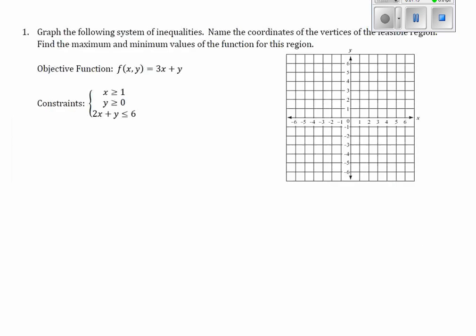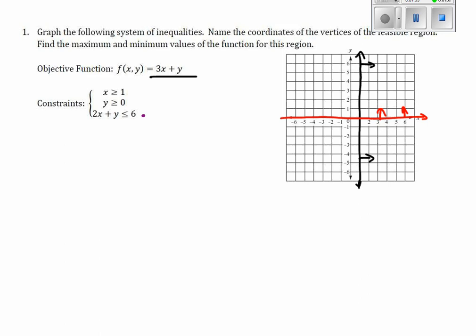All right, so let's walk through one simply here. You've got x greater than or equal to 1, y greater than or equal to 0, 2x plus y less than or equal to 6. Here's my objective function. I want to figure out the maximum and minimum values for the function of this region. So we sketch a quick graph. X greater than or equal to 1 means this is solid, and I'm going to shade this way. Y greater than or equal to 0 is right here. Shading is going to go up.